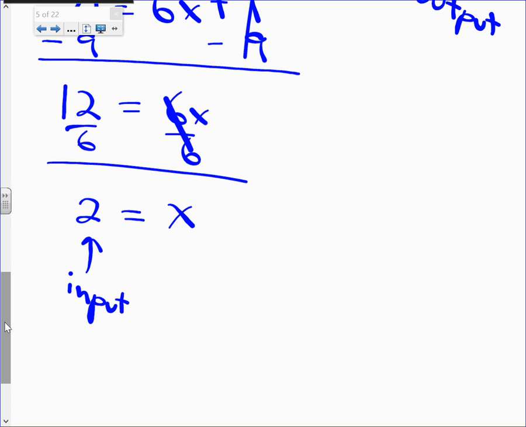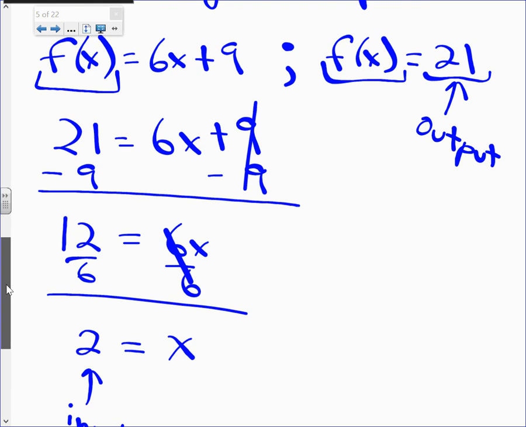It's nothing crazy. It's going in reverse. Replacing the output with what the output is. Nothing crazy. Let's try one more example.